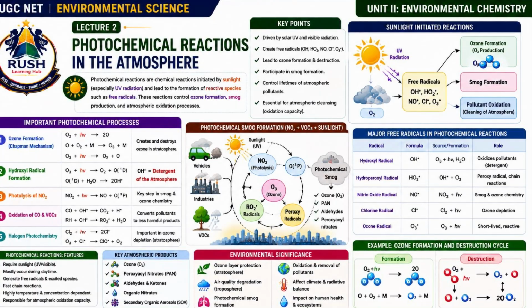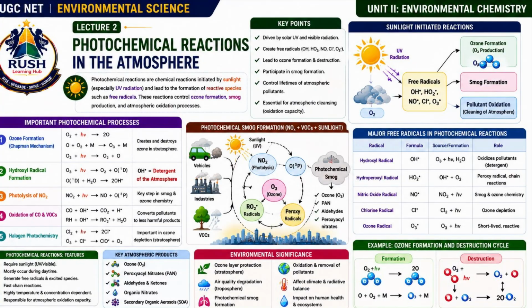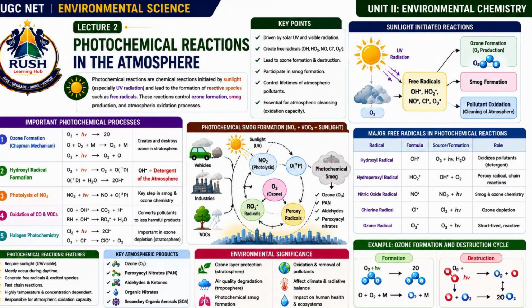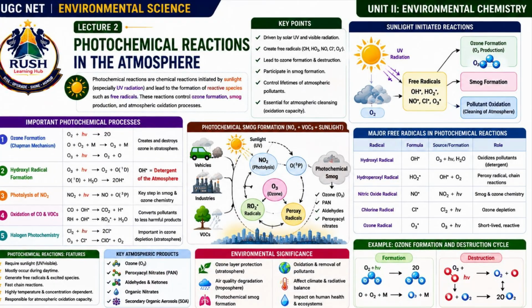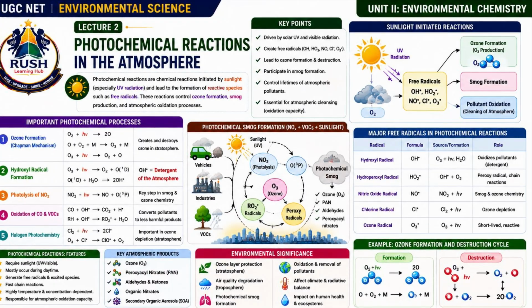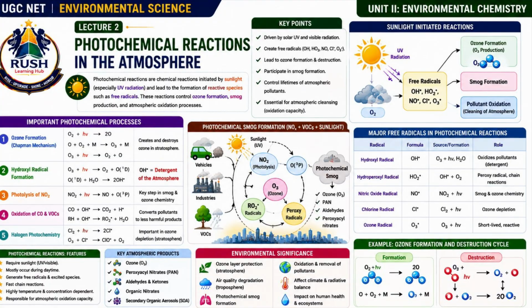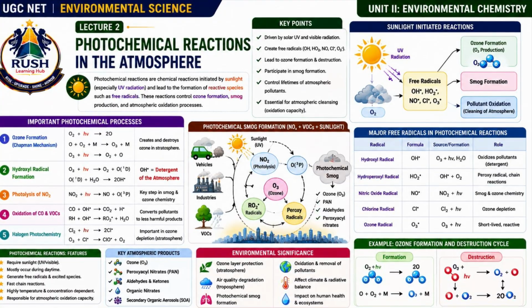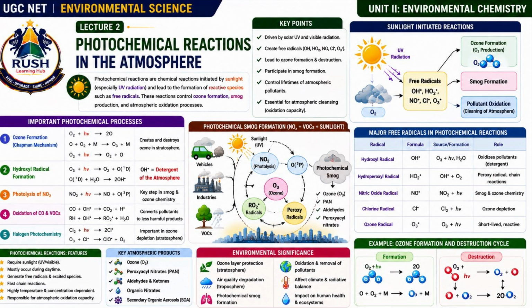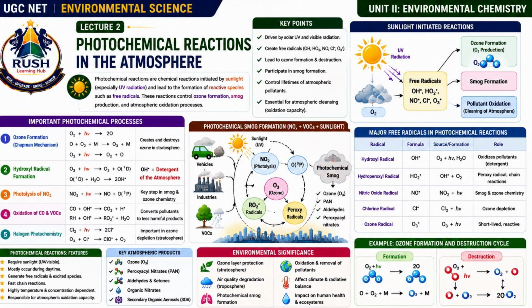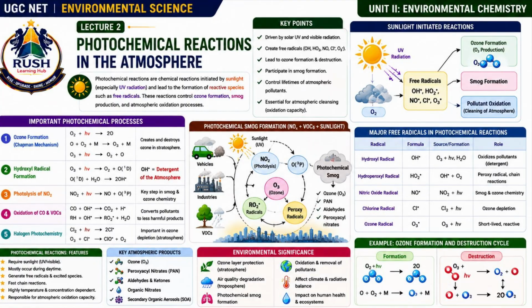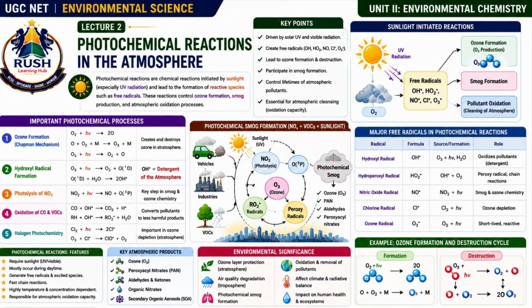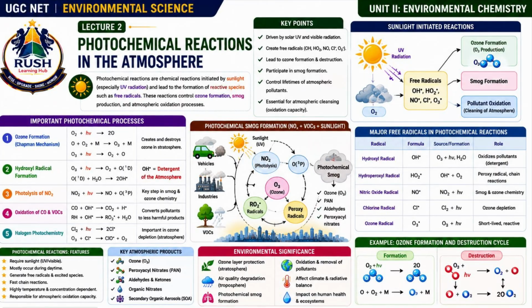Under sunlight, nitrogen dioxide undergoes photolysis and produces atomic oxygen. Atomic oxygen reacts with oxygen molecules to form ozone. At the same time, VOCs generate organic peroxy radicals. These radicals convert nitric oxide back into nitrogen dioxide without consuming ozone. As a result, ozone accumulates in the lower atmosphere. This process leads to the formation of photochemical smog.